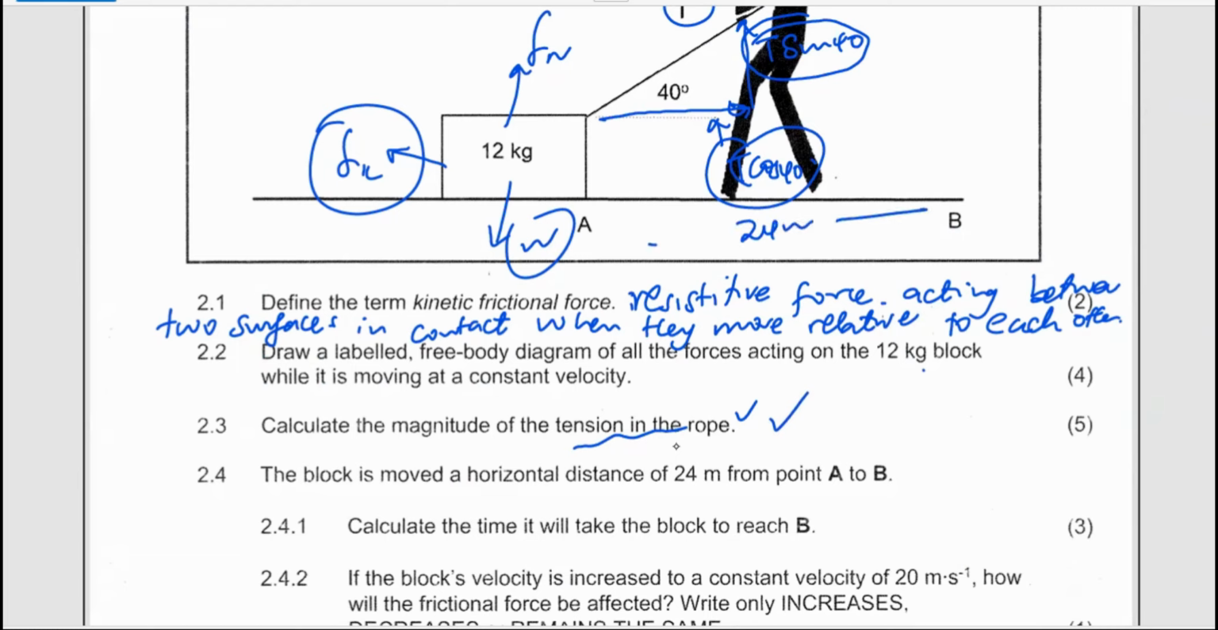Calculate the time it will take. So we know that speed is given as distance over time, and we're looking for the time, meaning that our delta t should be the displacement divided by the velocity. So that's going to be 24 divided by 10, which gives us 2.4 seconds.